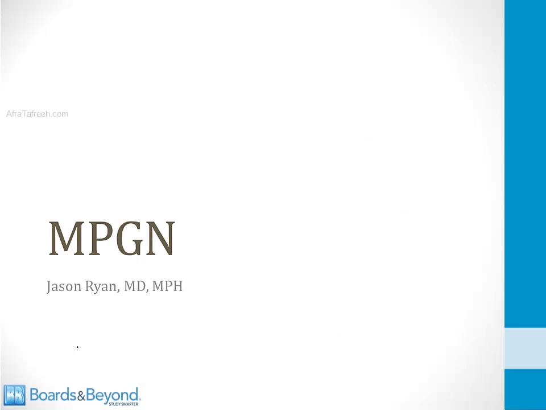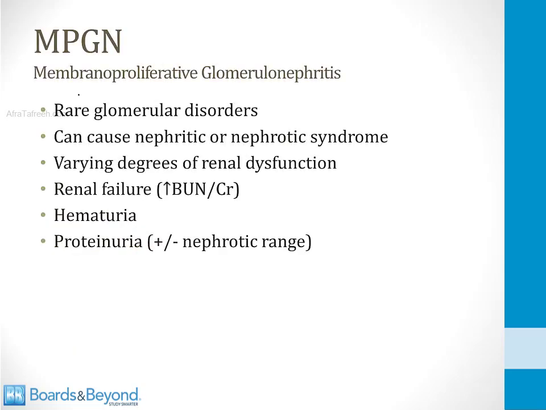Hello everyone and welcome to our module on membranoproliferative glomerulonephritis. Membranoproliferative glomerulonephritis, or MPGN, is a group of rare glomerular disorders, and the reason we're talking about MPGN in its own video separate from the videos on nephritic and nephrotic syndrome is because MPGN can cause either the nephritic or the nephrotic syndrome. In reality, patients who develop MPGN present with varying degrees of renal dysfunction.